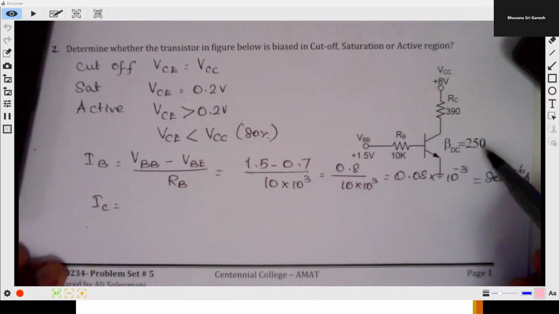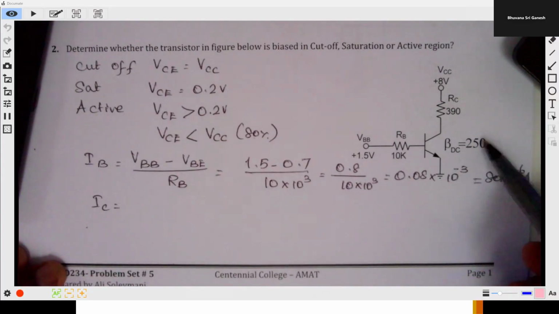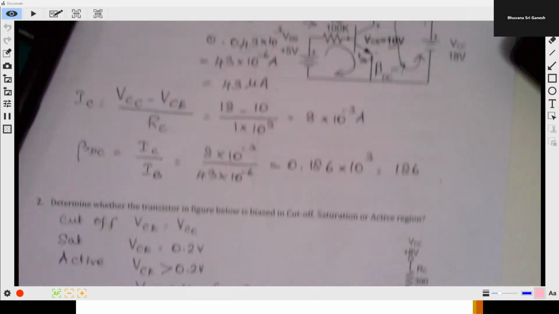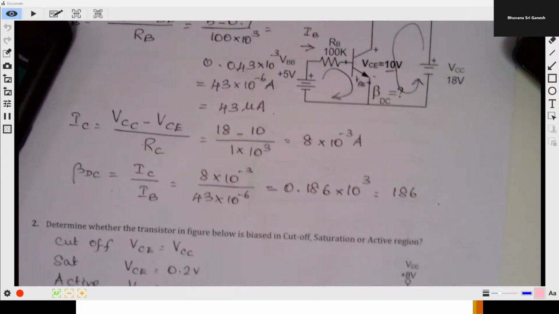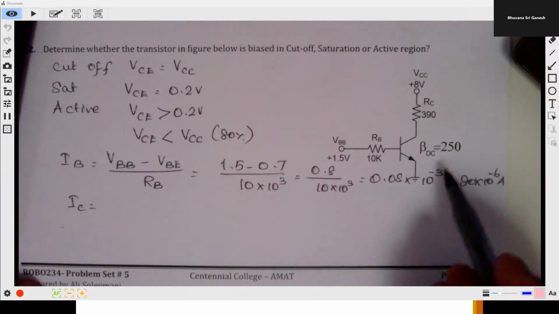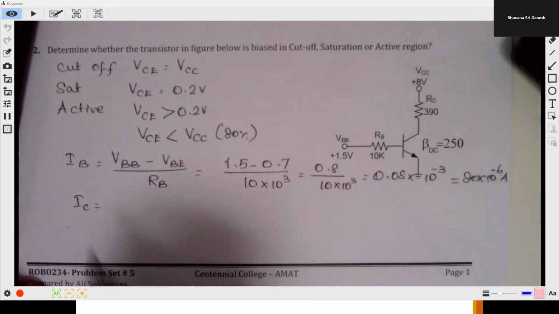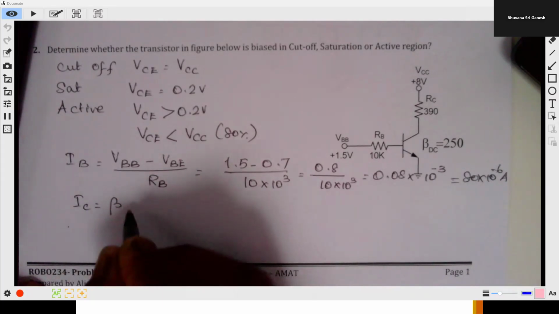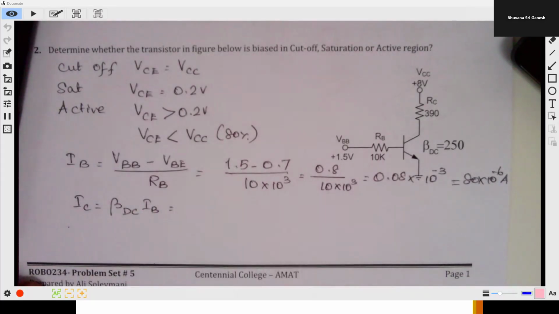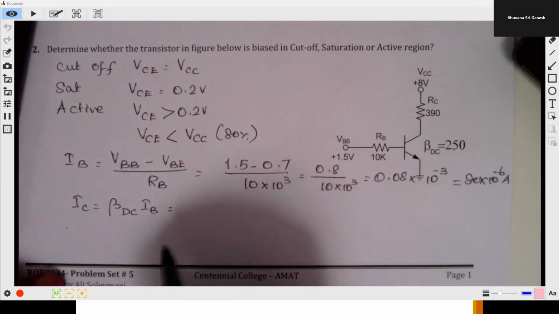But here, in the previous problem we had VCE given, but in here we have beta DC. Now beta is what? IC over IB. With the value of this we can calculate by cross multiplying that formula. It's beta DC times IB. Okay, wherever required you can use this formula also for IC. Okay, IC equals beta DC times IB.